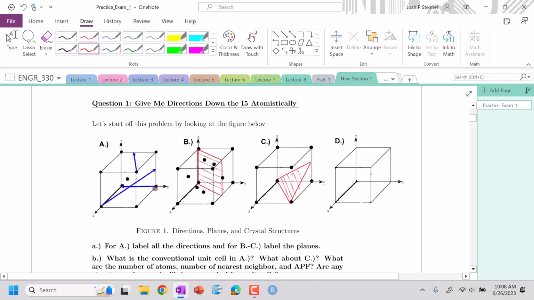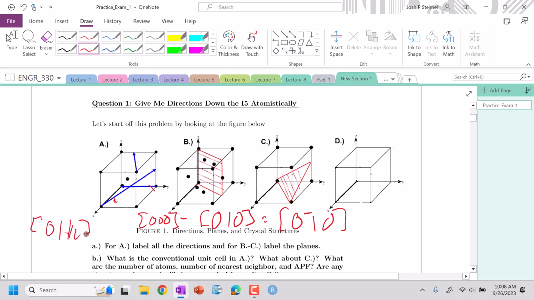Directions. Let's go ahead and do this one first. So my finish is 0, 0, 0. My start is 0, 1, 0. So my direction is 0, 1 hat, 0. This one right here, my finish location is 0, 1, 1 half minus my start, which is 1, 0, 0. So that's going to leave me with 1 hat, 1, 1 half.